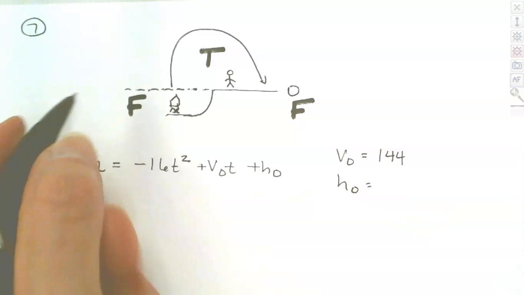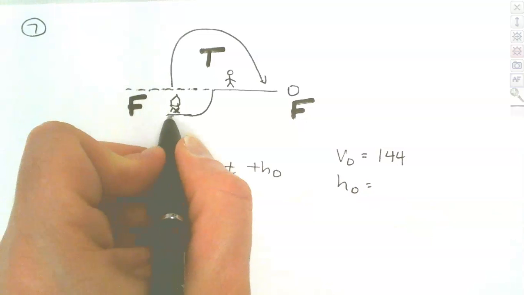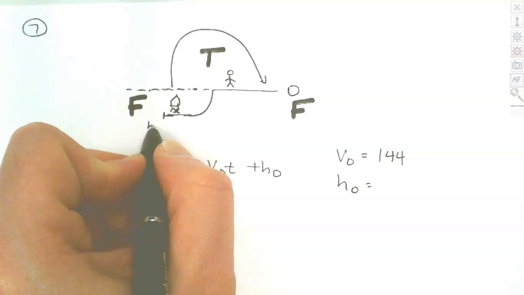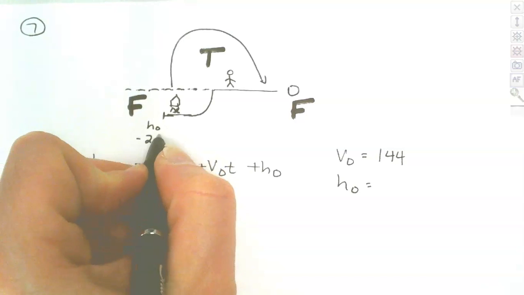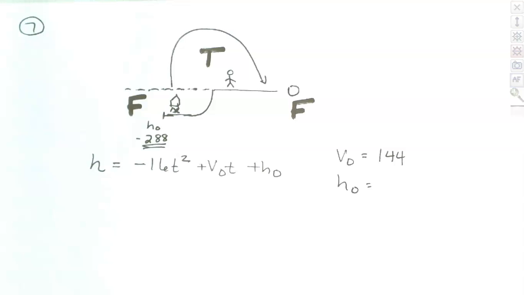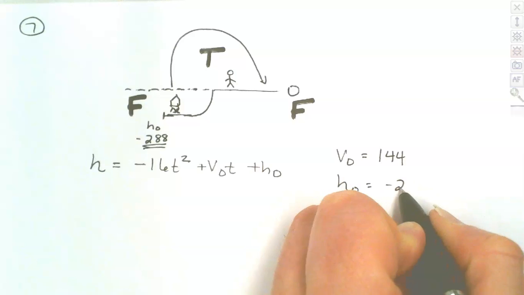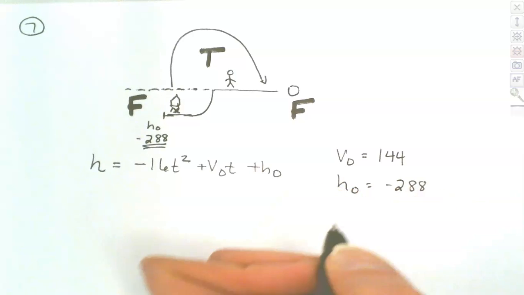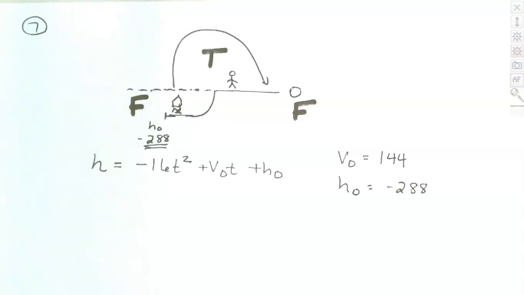H naught. Well, H naught is where I start at. And this is right where I start at. This is H naught. And I am starting down 288 feet. So it's below me 288. So that H naught is going to be a minus 288. Why is it minus? Because you're below ground, right? You're below where I'm at.